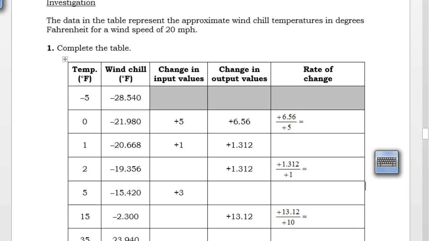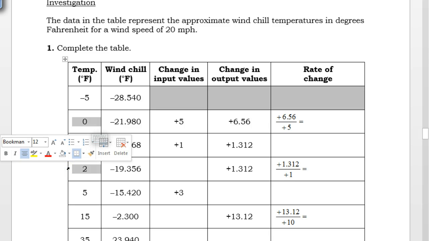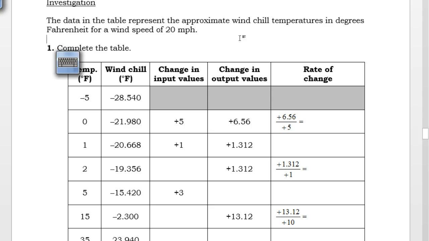It shows us 0 to 1 to 2 right here. And then it goes from 2 to 5, so it's actually skipping a bunch. And here it went from -5 to 0, so it actually skipped a bunch. So when that happens, we don't have exactly what the change is. We'll have to calculate the change.